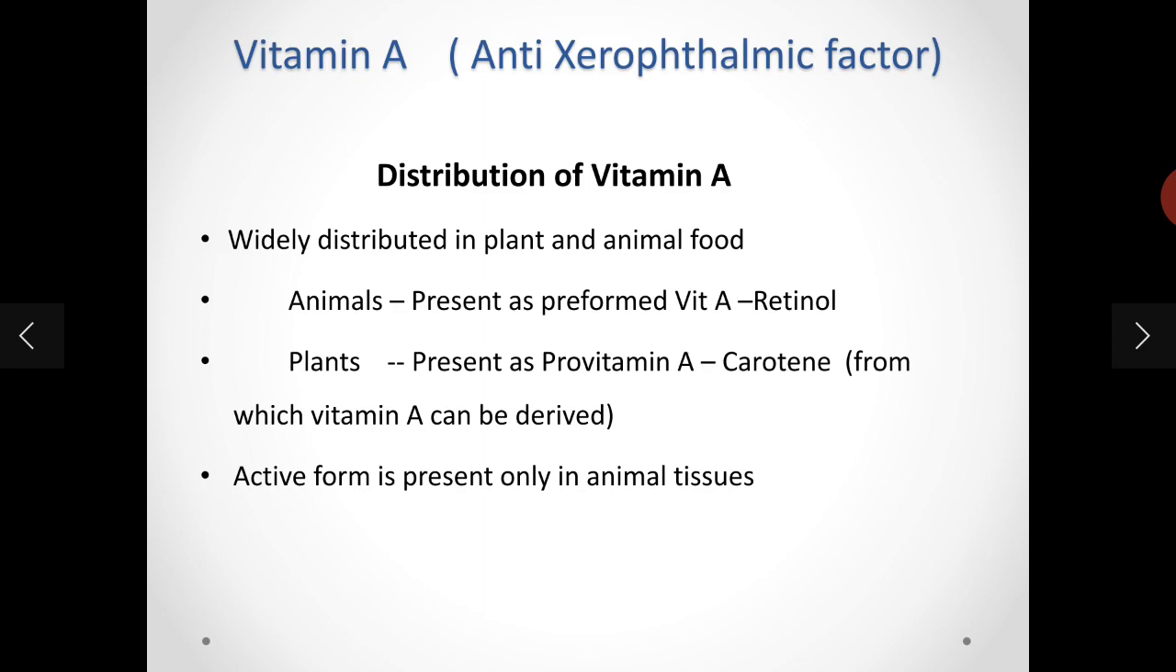Coming to vitamin A. So this vitamin A is also called as anti-xerophthalmic factor. The distribution of this vitamin A, it is widely distributed in both animals and in plant foods. In animals, it is present as a preformed vitamin, that is retinol, the alcohol form of your vitamin A. In plants, it is present as a provitamin, that is the carotenes. The active form is only present in your animal tissues.